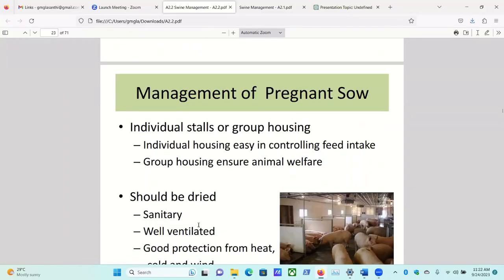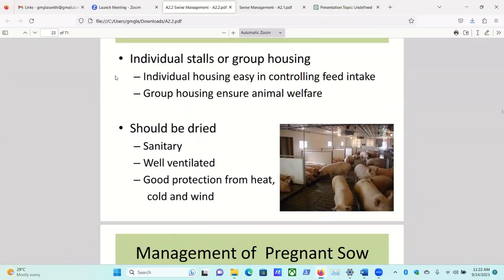And now we will discuss what housing is available. Individual houses or group houses are available for pregnant animals. Individual housing makes it easy to control feed intake. But group housing ensures compliance with animal welfare regulations, because as you can see, this pregnant animal group house is not very spacious. They can't do whatever they want. So it's unfair.